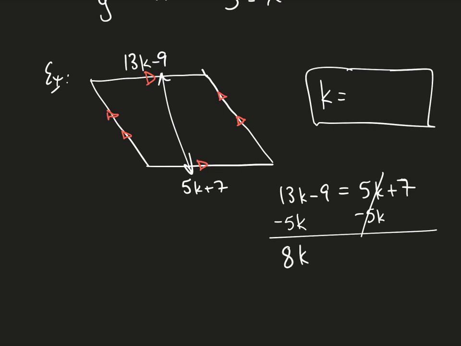13 minus 5 is 8. And if I move the variables to the left, the numbers have to go to the right. So I'm going to move negative 9 to the other side by addition. Get rid of times 8 by division. So k is going to be equal to 2. All right, k would be equal to 2.